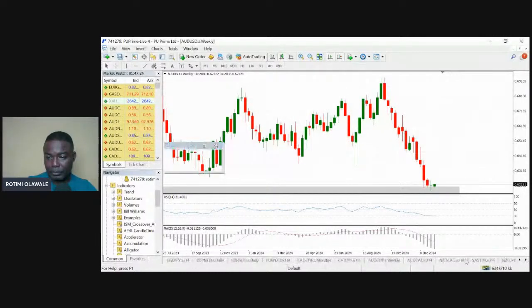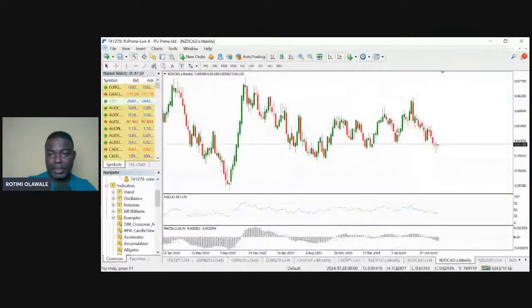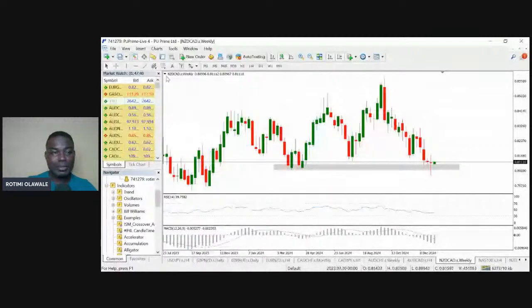The New Zealand card, we should start again from the higher time frame, start from the weekly time frame. And this is what I have again. I have price closing at a support zone with a rejection candle. So technically, we're looking for an opportunity to buy the New Zealand card for this week. So we have a bullish outlook on the New Zealand card.